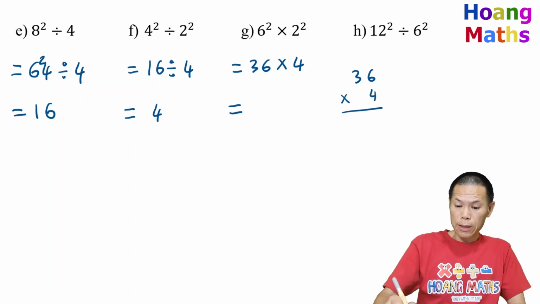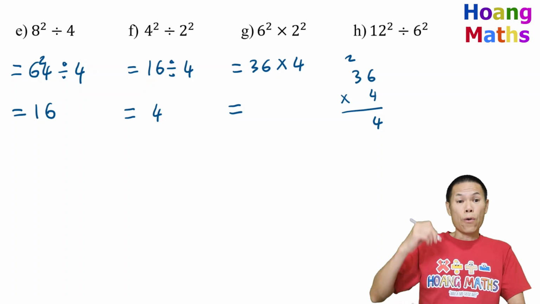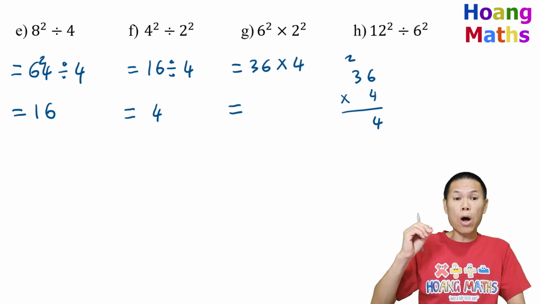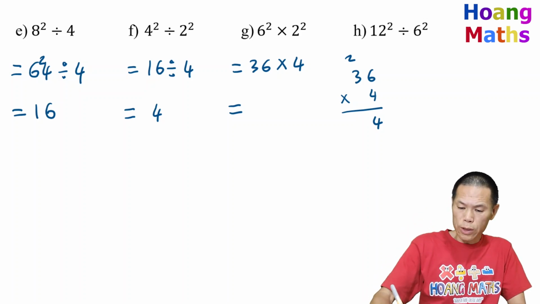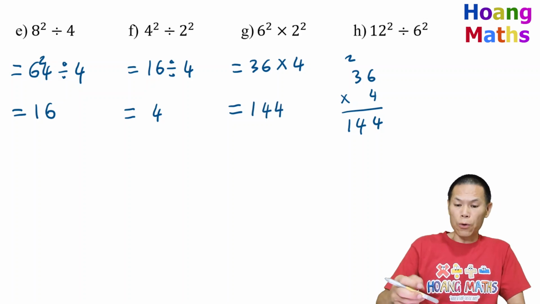4 times 6 is 24. 4 times 3 is 12. You add 2, that is 14. So 144. So there you go.